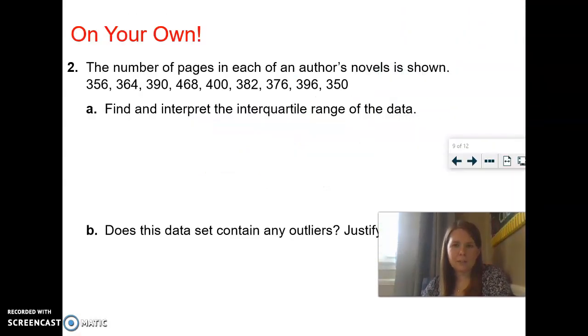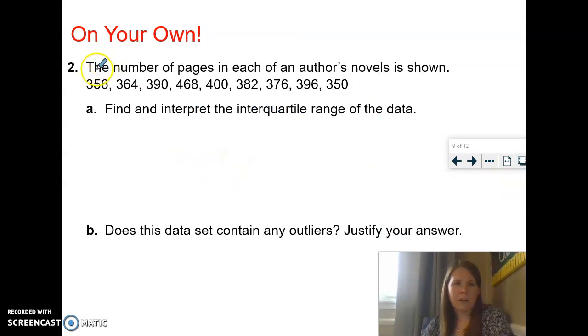All right, so we're on an on your own one. So on your own, the numbers of pages in each of the author's novels is shown, okay? I want you to find the interquartile range as well as interpret it. So remember, you're going to order these from smallest to biggest. You're going to find that median, and then you're going to find the median of the smaller and the larger half. Or sorry, this lower half and the higher half. Then decide if you've got any outliers in your data, okay?